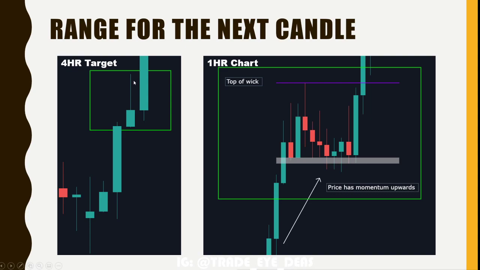So I want you to clear your minds and take out the usual thought of, okay, we see this large wick here, that means we're coming back down. Consider it as a range, okay? So this has created a nice range for us to come back down and retest this high, okay?